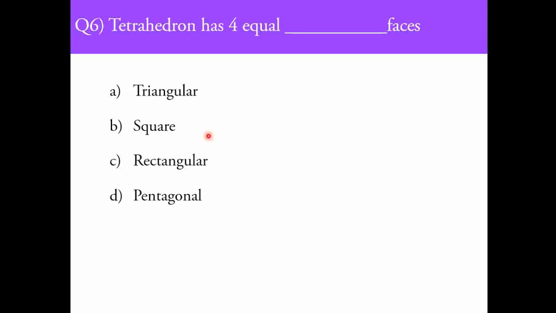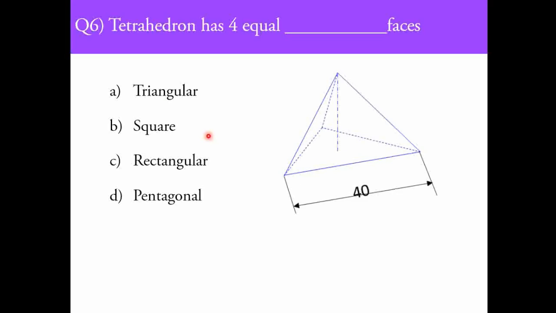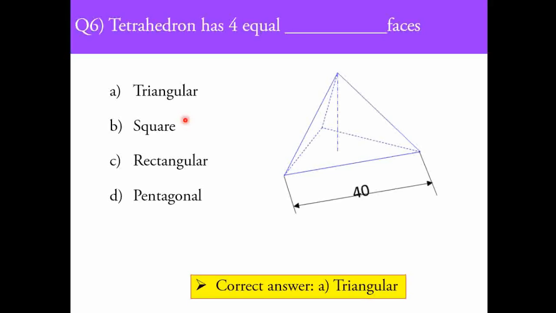Now the next question, question number 6. Four equal faces are there, but what type of structure do these four equal faces have: triangular, square, rectangular or pentagonal? Just have a look at the 3D line diagram of the tetrahedron having 40 mm side. Here you can observe three visible edges: left side incline, right side incline and bottom visible edge. By joining these three visible edges, one surface of the tetrahedron has been created. That is nothing but three sides, a triangular face. Likewise in a tetrahedron, four equal triangular faces are present. So the first option is correct, triangular faces.